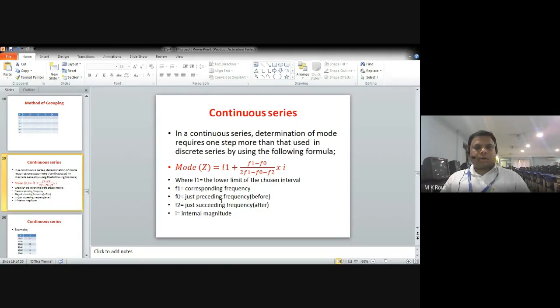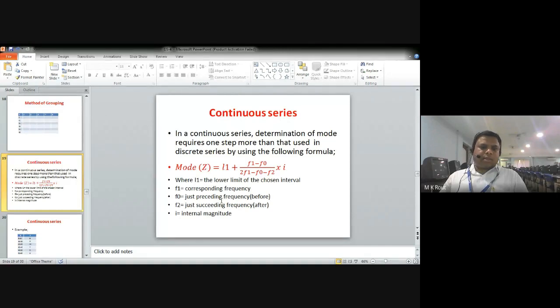Determination of mode requires one step more than that used in the case of a discrete series, by using the following formula, that is Z equals L1 plus (F1 minus F0) divided by (2F1 minus F0 minus F2) into I.